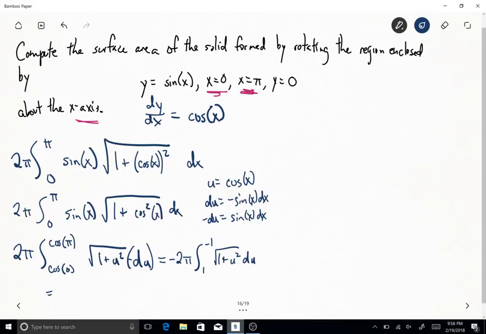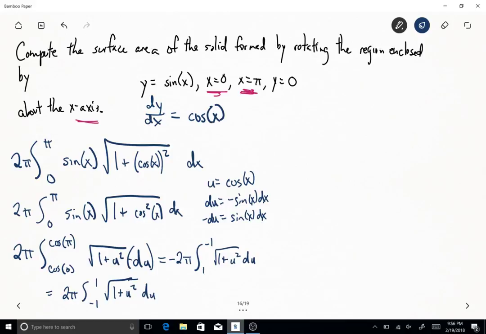Well, when you flip the bounds, you can put a negative sign, so a negative and a negative make a positive. So you have 2 pi, an integral from negative 1 to positive 1 of square root of 1 plus u squared du. And now it is ready for that trig substitution. You can actually have done it before. You just let cosine of x equal the tangent of theta. So it's a little bit trickier up there, but you can still do the same song and dance.